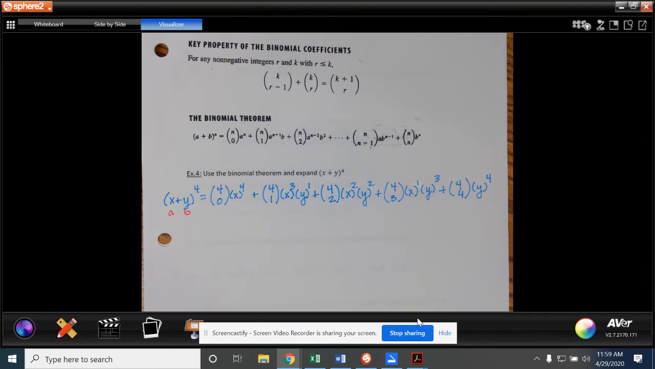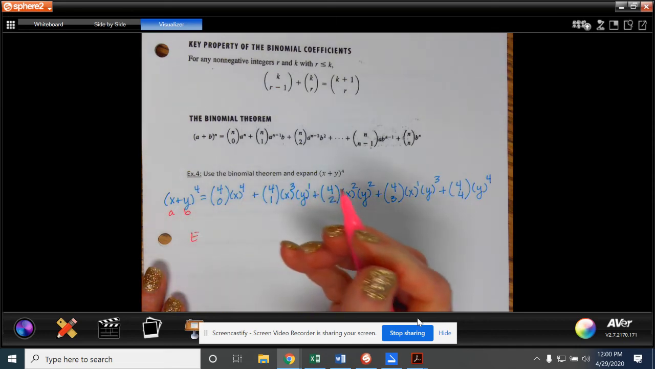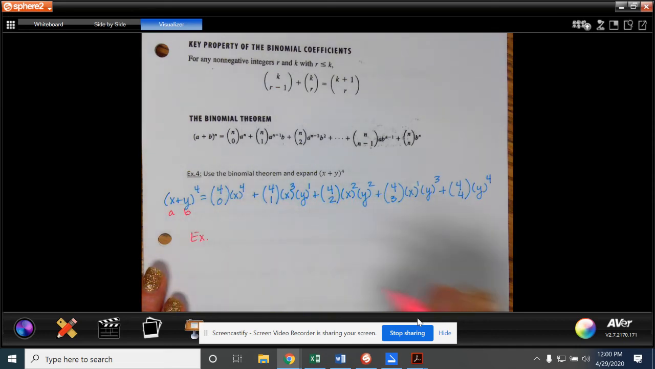All right, now how do I find those coefficients? I need to reduce down any pieces that I need to. I'm going to do a couple of them just to show you. So say I want to find, let's look.